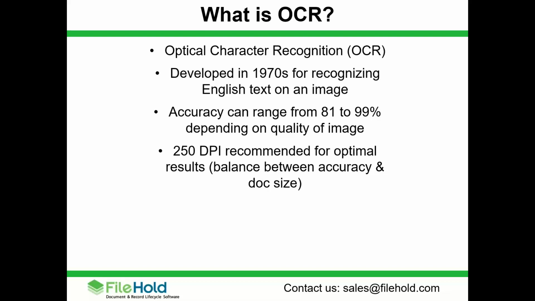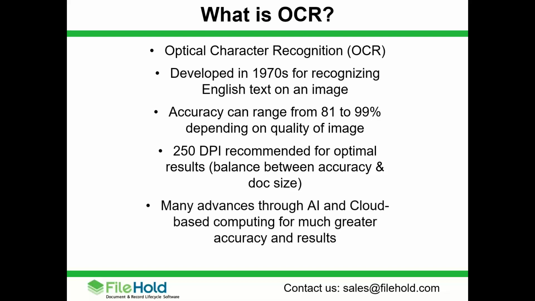250 dpi is recommended for optimal results. So that's 250 dots per inch when it comes to the scanning. So that's typically the level of quality that we're looking for within our documents. And that's a balance between accuracy and document size. Really, anything past 300 dpi starts to not get a lot of value from the dpi. We're not getting to be more accurate, and we're starting to really increase the size of the document. Whereas on the other hand, 150 dpi, very low size document, can be very inaccurate for the OCR.